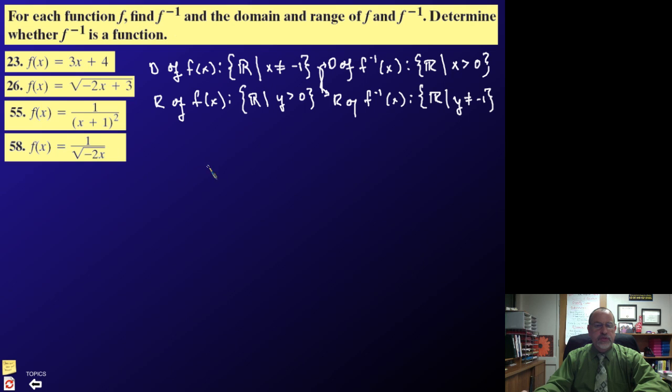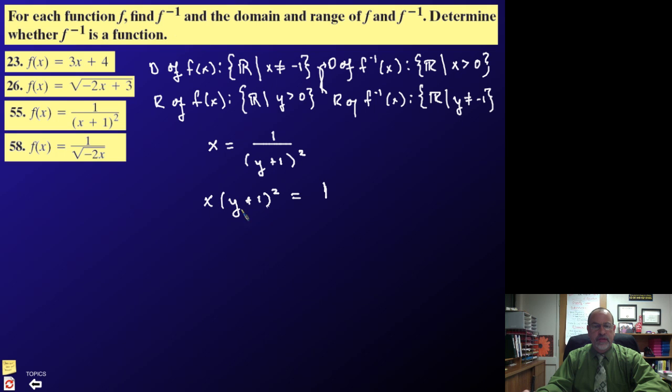Now this f of x, which is y, is going to become x. And then 1 over, and then this x is going to become y, so that's y plus 1 squared. And now I need to solve this expression for y. In order to remove this fraction, I'm going to multiply both sides by y plus 1 squared. So this is going to be x times y plus 1 squared is equal to 1. That reduces out because I multiply both sides by that.